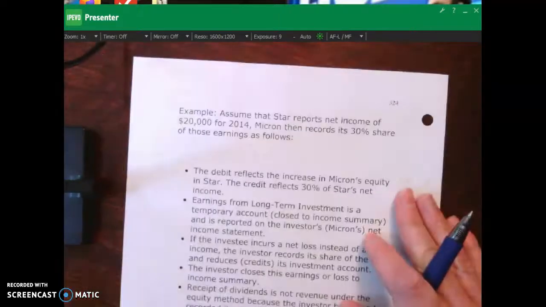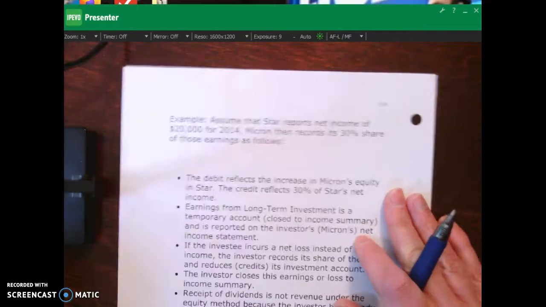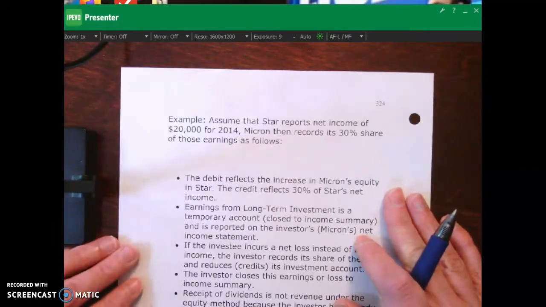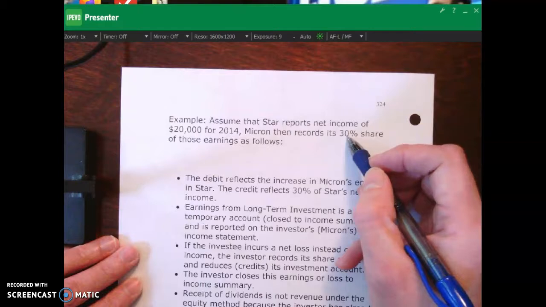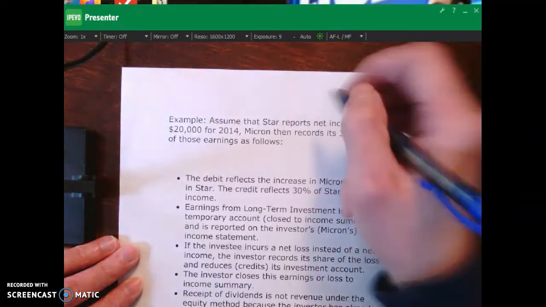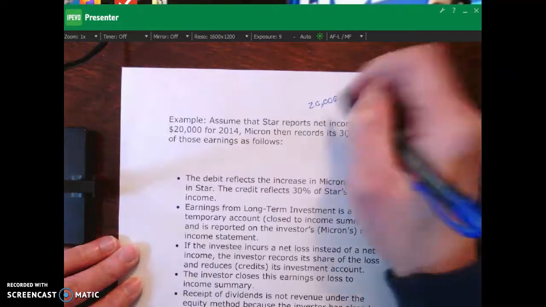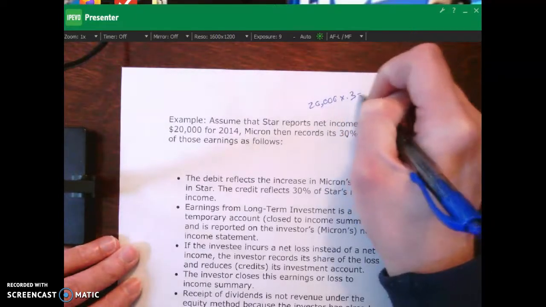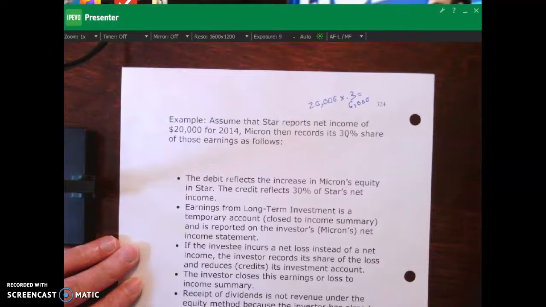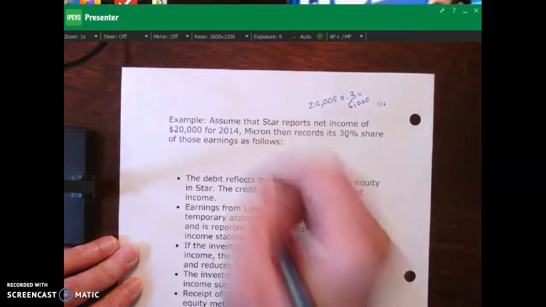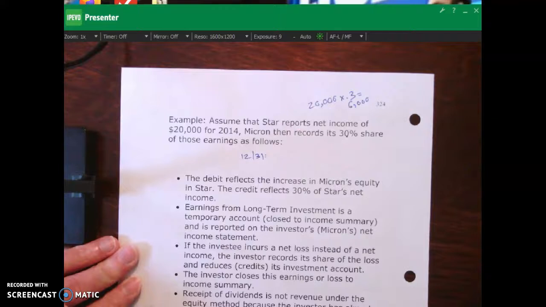So if we look at this example, assume that Star reports net income of $20,000, and then Micron has 30% of that voting stock. So you can come over here, we could say there's their income, $20,000, and Micron is 30%, so they get $6,000. Now this is not in the form of a dividend. This increases their claim on Star's equity.